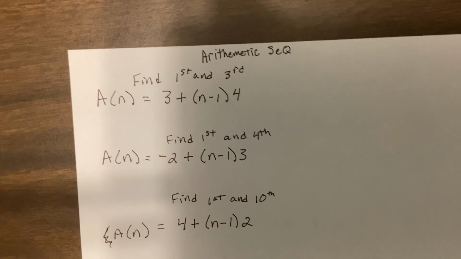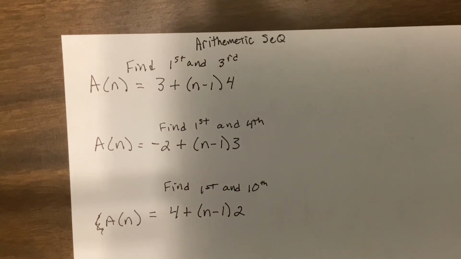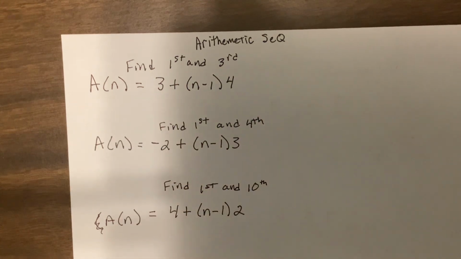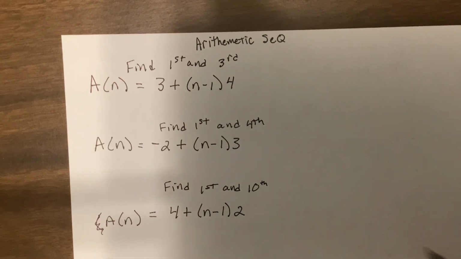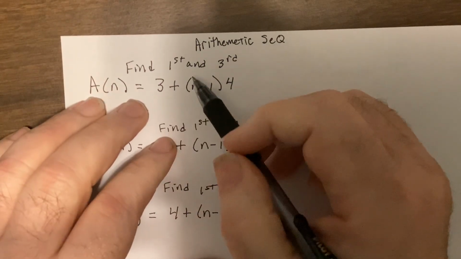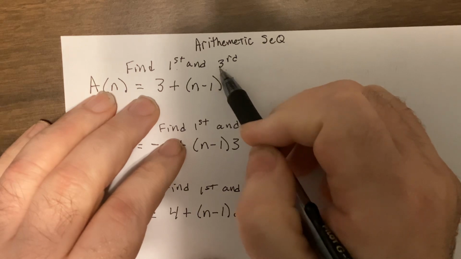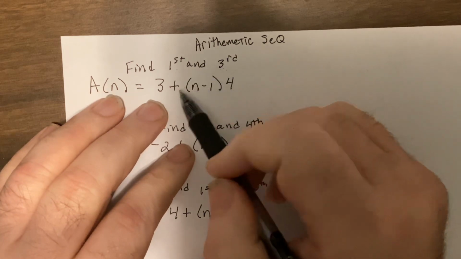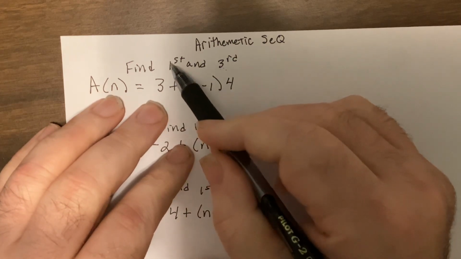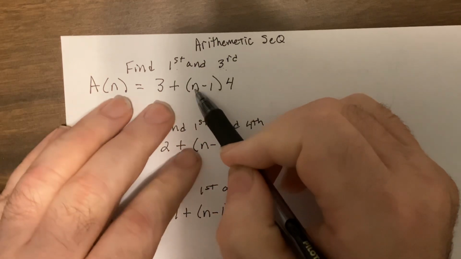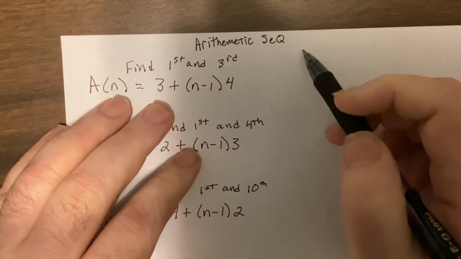So if it's an arithmetic sequence, and in second semester we're going to learn something called a geometric sequence, that means you have a list of numbers that follow a pattern. So you can write it as a formula. Let's say we're given the formula, and it says I want the first and the third number in the list. Well, the neat thing about having a formula is you just put in the number 1, the first item in the list.